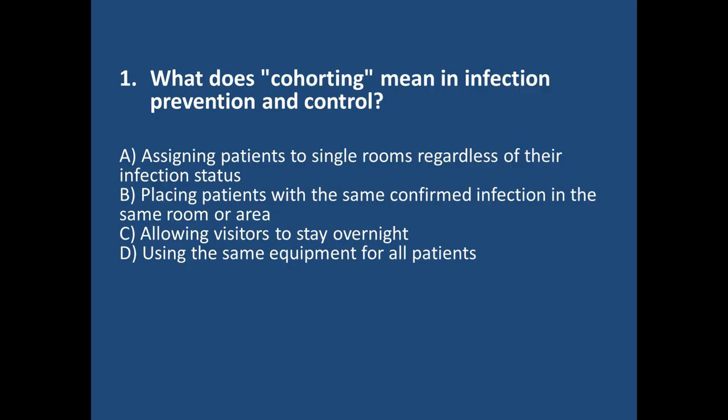Question number 1. What does cohorting mean in infection prevention and control? We have 4 choices. A. Assigning patients to single rooms regardless of their infection status. B. Placing patients with the same confirmed infection in the same room or area. C. Allowing visitors to stay overnight. And D. Using the same equipment for all patients. We are going to wait for a few seconds for the correct answer.